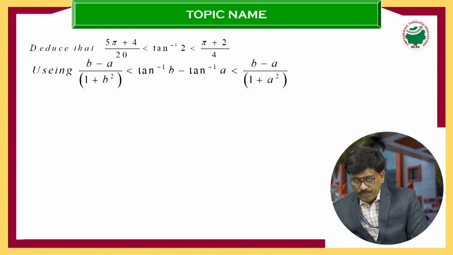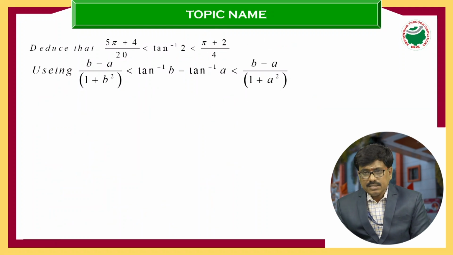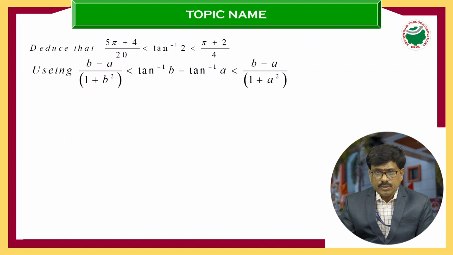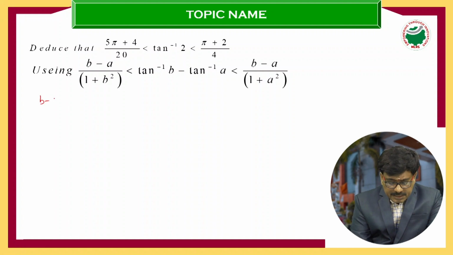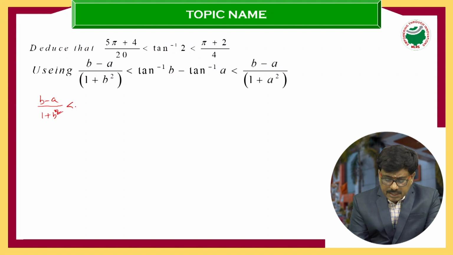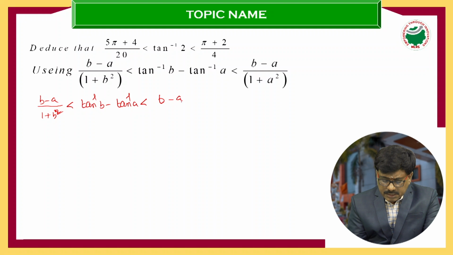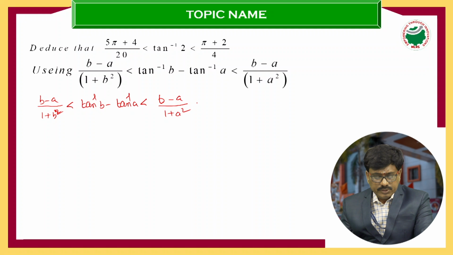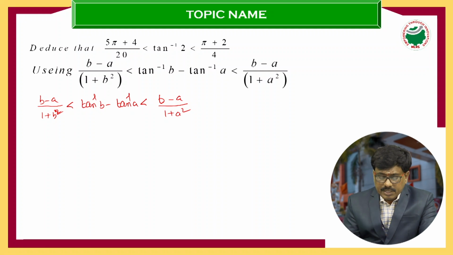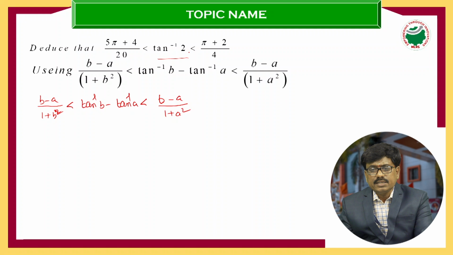Okay. Let us go with one more inequality. This is the second inequality. We will use the same inequality proof; we are substituting different values. What is the inequality here? (b minus a) divided by (1 plus b square) less than tan inverse of b minus tan inverse of a less than (b minus a) whole divided by (1 plus a square). This is the previous inequality we are using. We are going to deduce the value of tan inverse of 2.